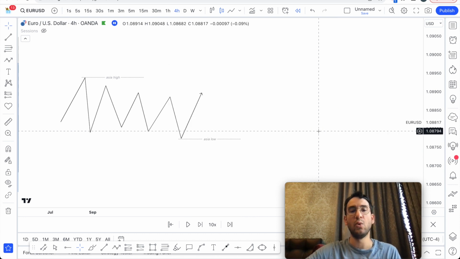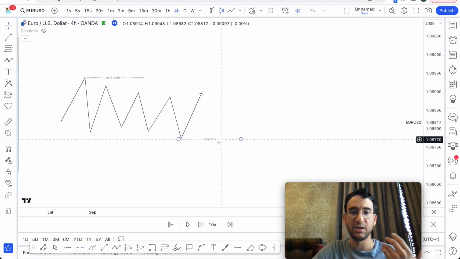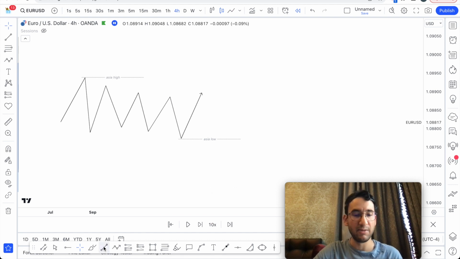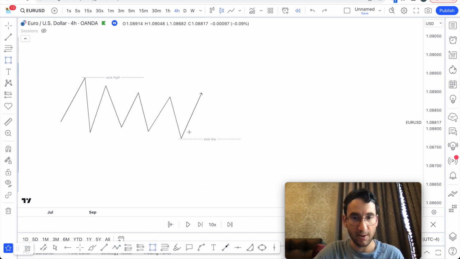What typically happens is when London opens, price either takes out the Asia lows or Asia highs. There are two ways to trade this, and I'm going to show you the first one. Let's just say London opened right at this very point, something like right there.